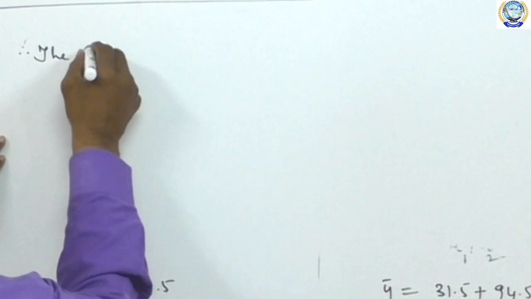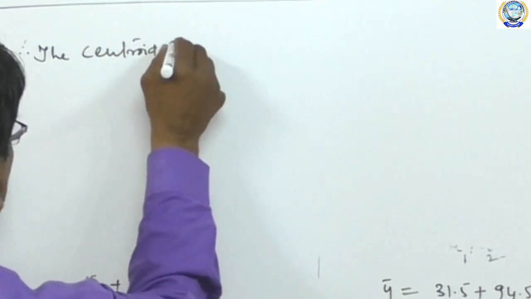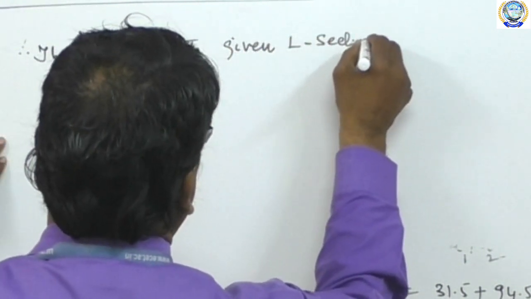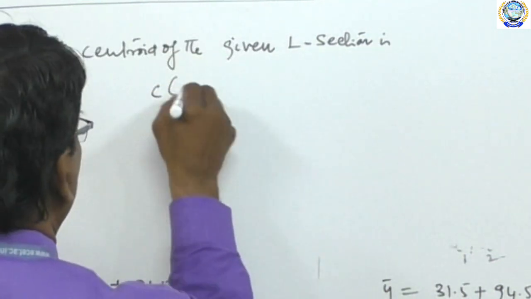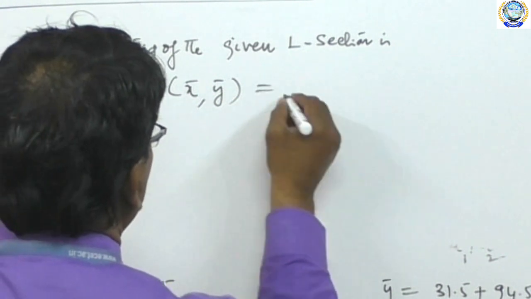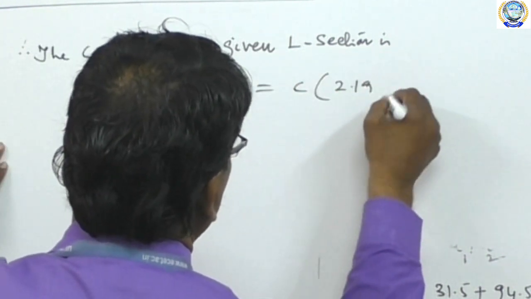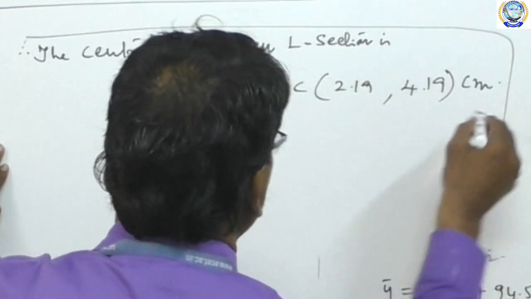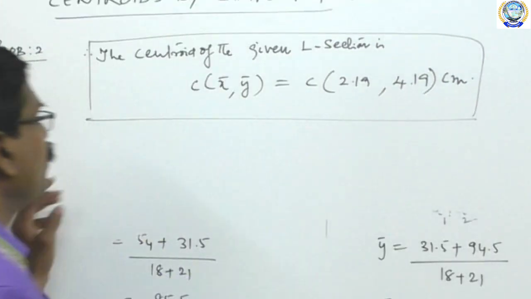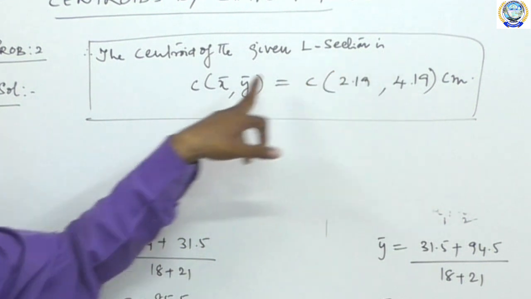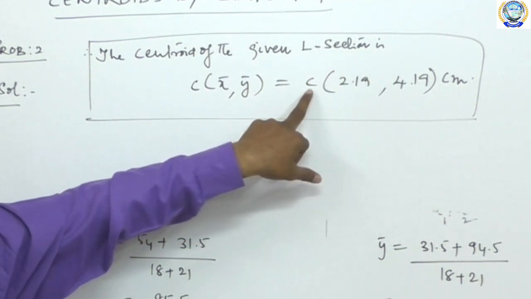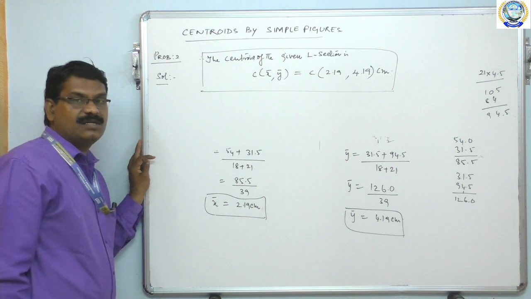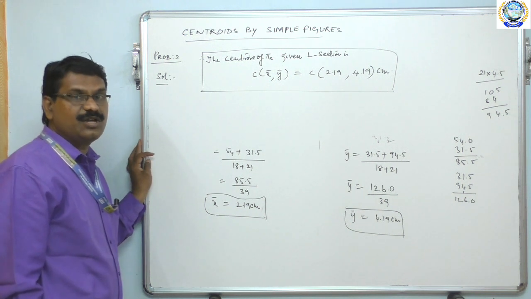Therefore, the centroid of the given L section is C of x bar comma y bar is equal to C of 2.19 comma 4.19 centimeters. This is the ultimate answer of the given problem. Therefore, the centroid of the given section is C of x bar comma y bar is equal to C of 2.19 comma 4.19 centimeters. Now let us discuss the centroid of the shapes of some simple figures.